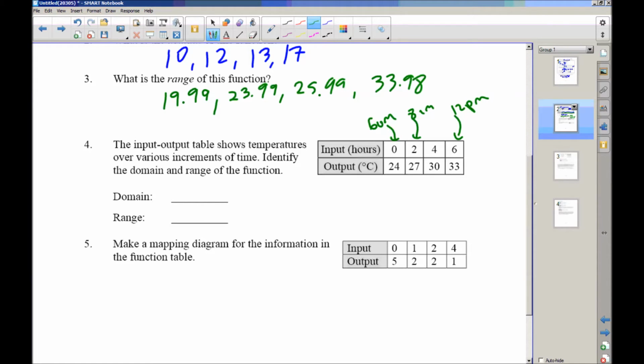So here we're asked to identify the domain and the range of the function. So once again, the domain are the inputs, 0, 2, 4, and 6. And the range are the list of outputs, 24, 27, 30, and 33.